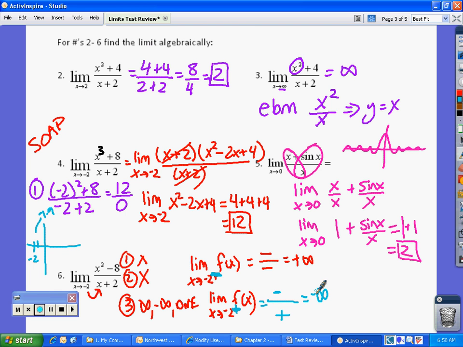All right, so looking at this, from the left, I get infinity. From the right, I get negative infinity. So in general, those do not agree, and so the limit as x approaches negative 2 of this function does not exist.